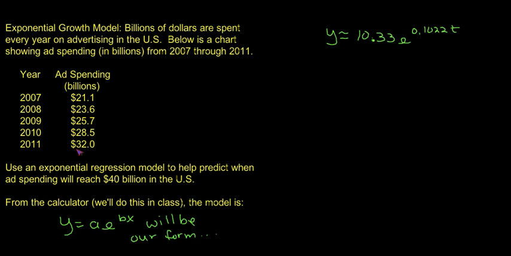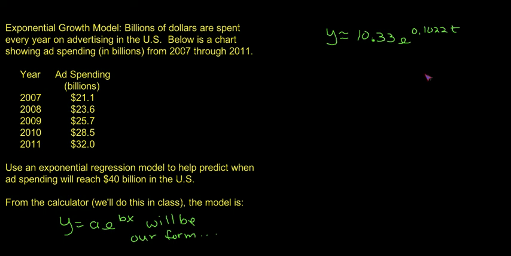So we'll plug the values into our calculator. We'll have a column for years, we'll have a column for spending, and we'll come up with an equation that will fit this model very well. So we're going to use our exponential growth model of y equals a e raised to the bx. And again, I'm not going to show it here, but on the calculator, once we plug these values in and use the regression model, the formula that you see in the upper right here is what we came up with.